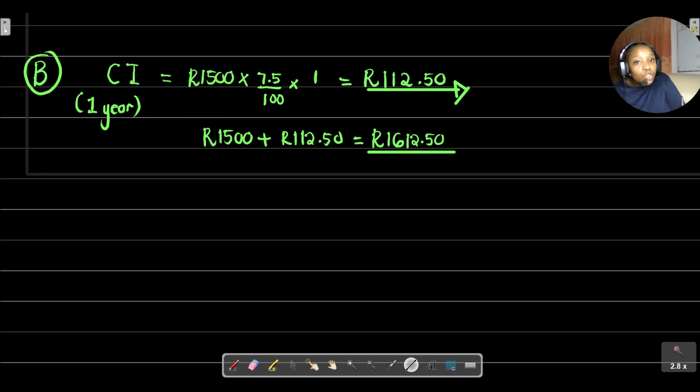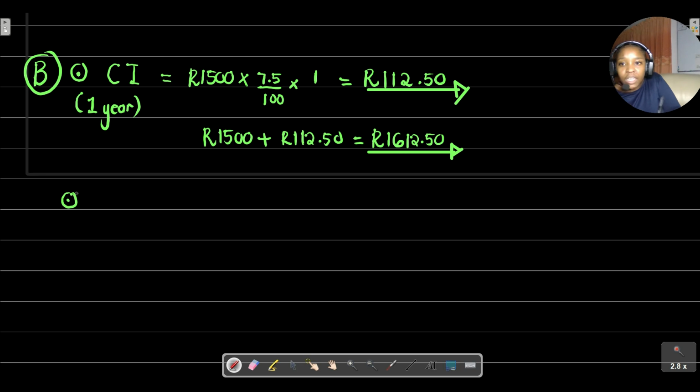We are now going to use that accumulated amount of 1,612 rand 50 to help us calculate the compound interest that we will earn in the second year. So we're not using that 1,500 anymore, but we are using that accumulated amount of 1,612 rand and 50 cents to help us calculate the interest that we will earn from this investment in the second year. So then we're going to continue. This is just the first part.